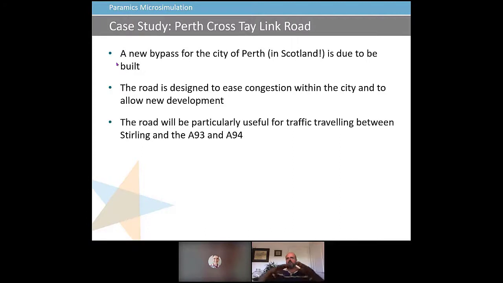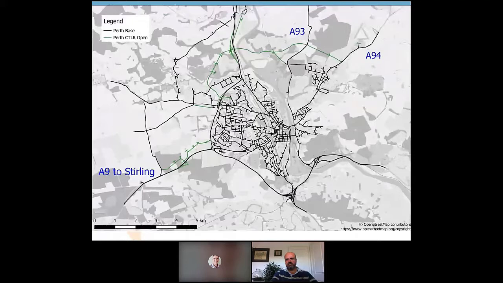But I'm going to show you. So this case study is the Cross Tay Link Road. It's that new bypass, and it shows you the different routing that vehicles will actually use once the bypass is in place. So that's what the situation is.